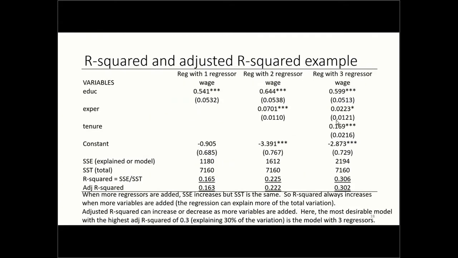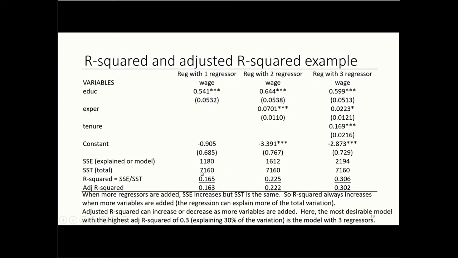So let me provide an example of the R squared and adjusted R squared and what happens when we add more regressors. This is the same example that we had before, same dependent variable of wage. Here we have one independent variable, which is education. Here we have two independent variables, education and experience. And here we have the model with three independent variables, education, experience, and tenure. And these are the coefficients and the standard errors.